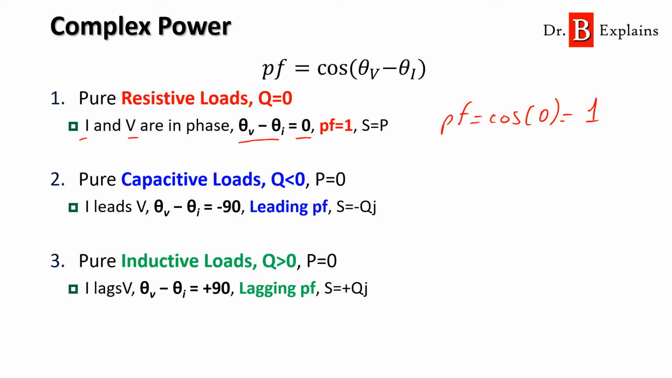In the case of pure inductive loads, that means that Q is greater than 0 and P is equal to 0. And that means that the I is lagging the V. And that's why we call it lagging PF. And that's why in the case of capacitive loads, we say I leads the V, current leads the voltage, and that's why we call it a leading PF.